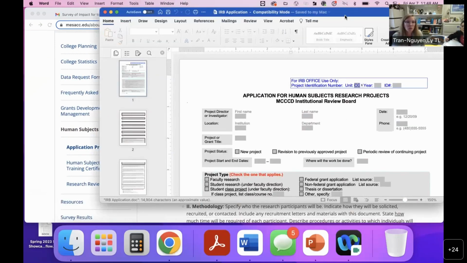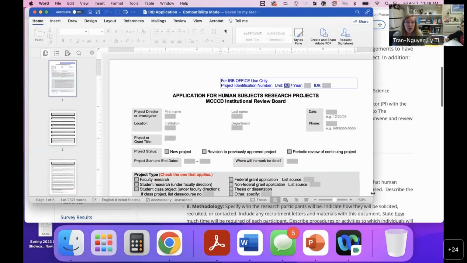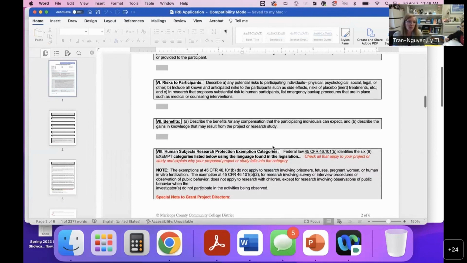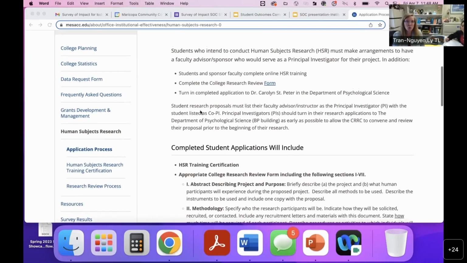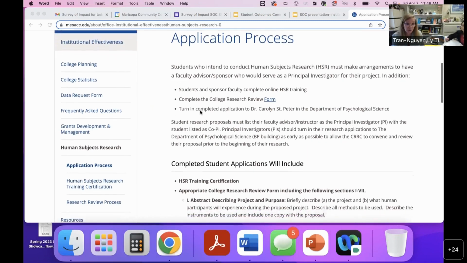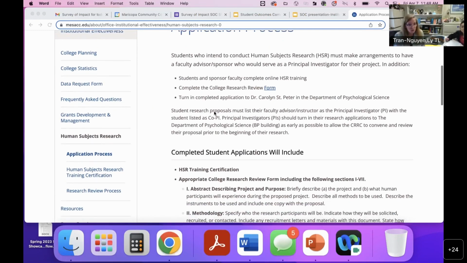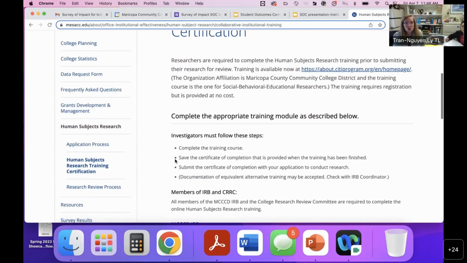It looks like this. It's a fillable form in Word. It looks very complicated, but it's really not. It just asks you for a summary of the project and some questions about whether you feel it's exempt or expedited.